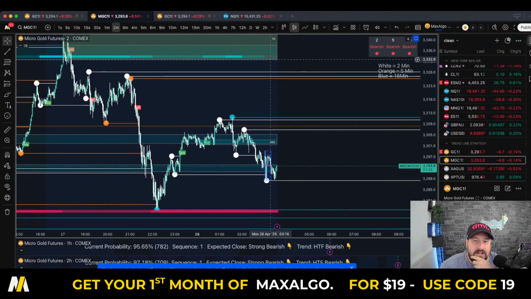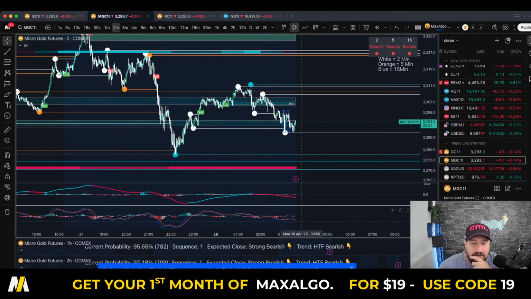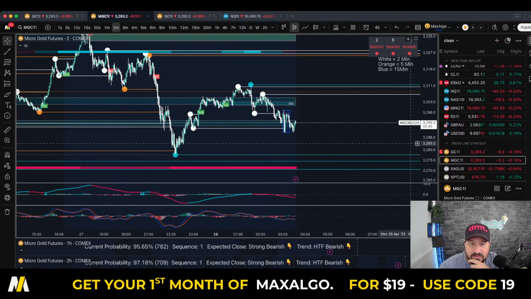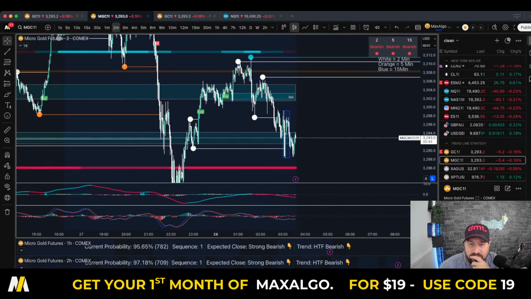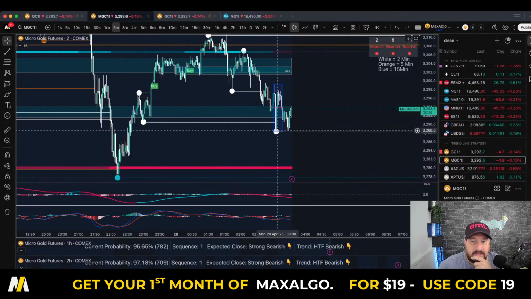So you can see trend AI is just starting to go red. Want this hour to finish to confirm that. We are under the zero line. We have a strong bearish hour. See, we're just about to confirm a low.